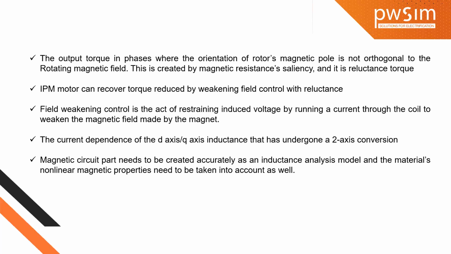Field weakening control restrains these things. By running current through the coil, we can get induced voltages that weaken the magnetic field developed by the magnet. With the high rotation, carrying out this field weakening control causes the torque to decrease at the same time. If you don't want to lose any torque, we can recover the torque by reducing the weakening of the field, controlling with respect to the reluctance. So how can we achieve that? We can achieve that by increasing the output.